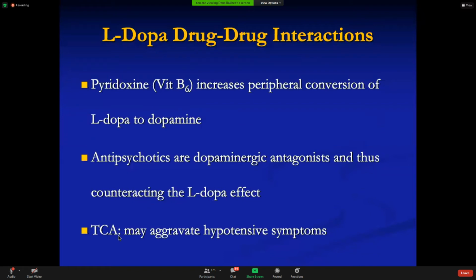Now, tricyclic antidepressants may aggravate even the hypotensive symptoms. There are other drug-drug interactions, but I took the major ones, which are vitamin B6 and antipsychotics, because these are dopaminergic antagonists, and because they can cause hypotension, that's right, it might be aggravated with tricyclic antidepressants.